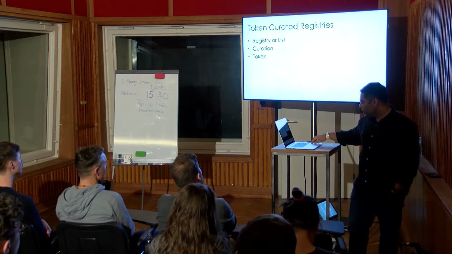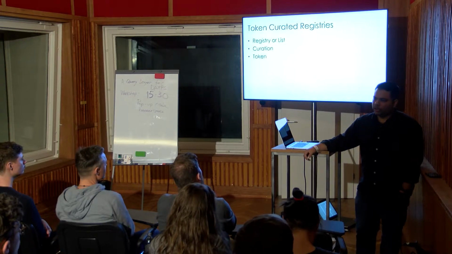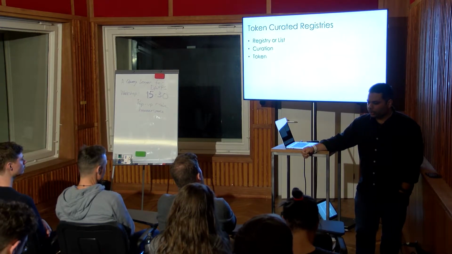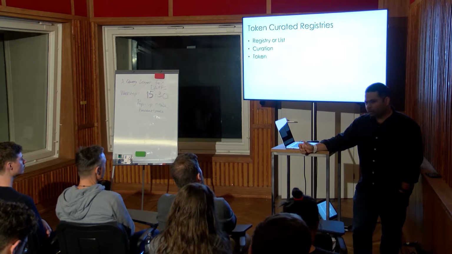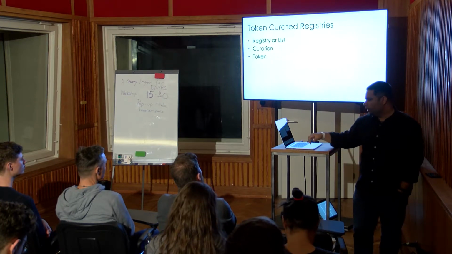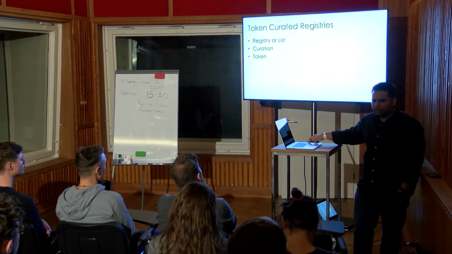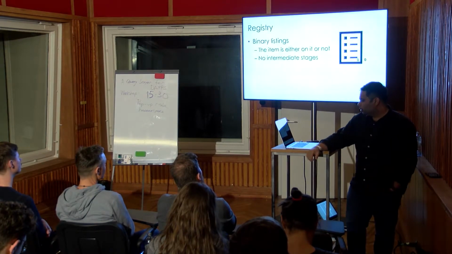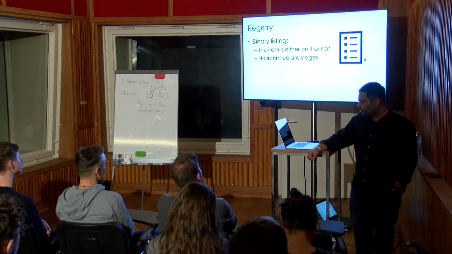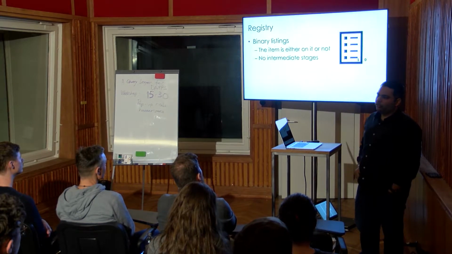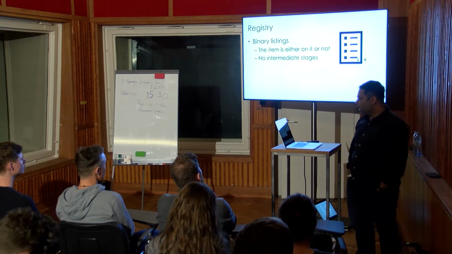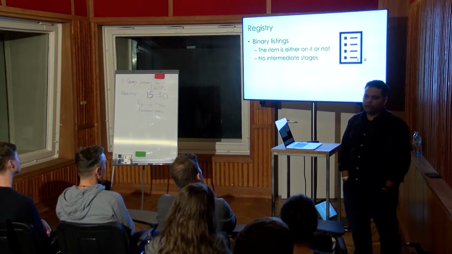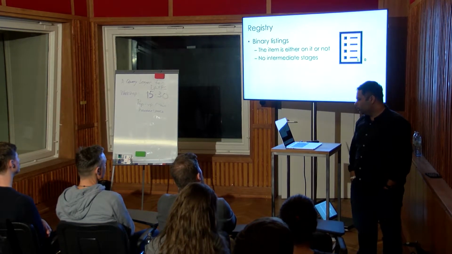So now let's go into details of each of these concepts or primitives of a TCR. There are some minor details associated with each of them. So the first one is the list or the registry itself, where we need to add or remove items or maintain a list.